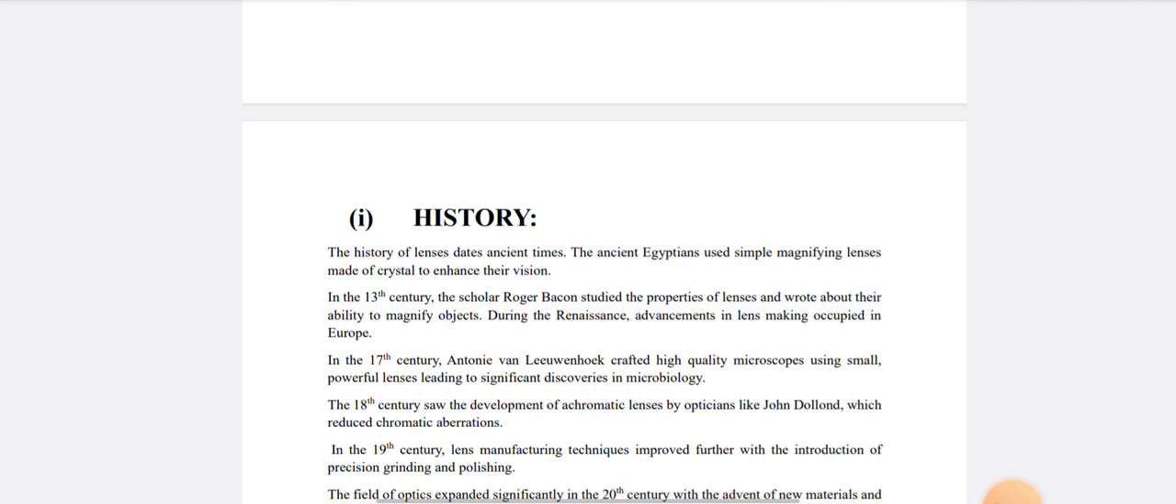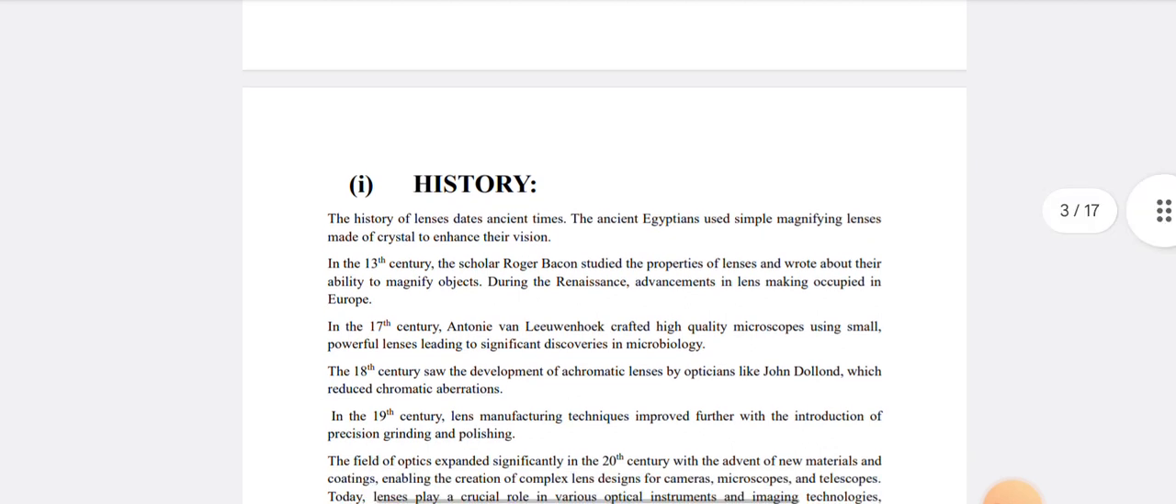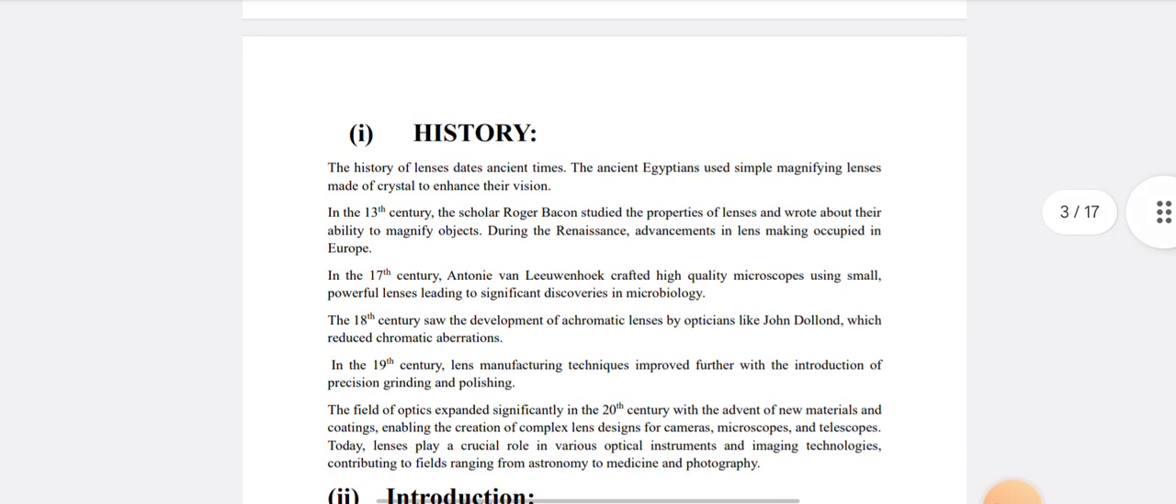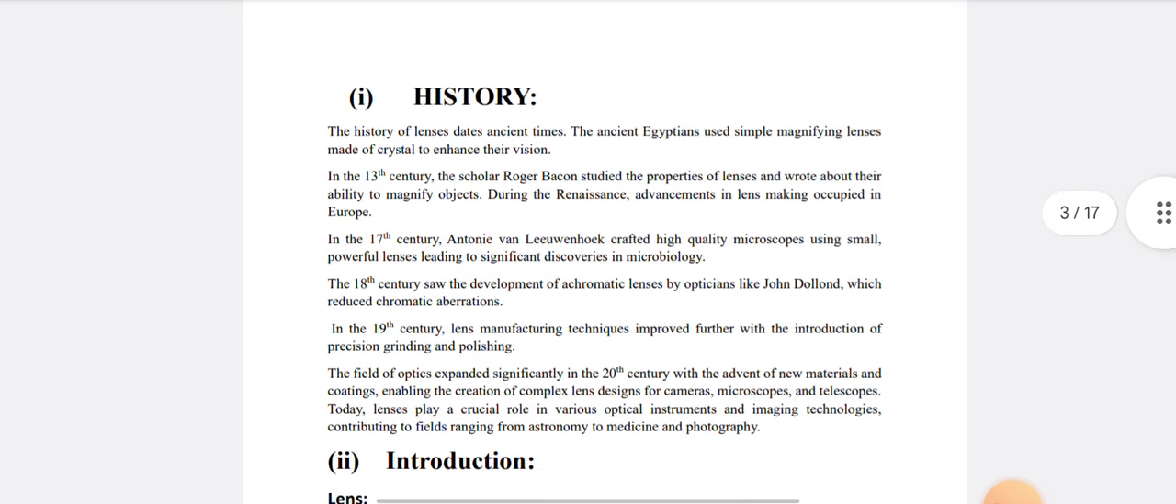In the 17th century, Antony van Leeuwenhoek crafted high-quality microscopes using small, powerful lenses, leading to significant discoveries in microbiology. The 18th century saw the development of achromatic lenses by opticians like John Dollond, which reduced chromatic aberration. In the 19th century, lens manufacturing techniques improved further with the introduction of precision grinding and polishing.